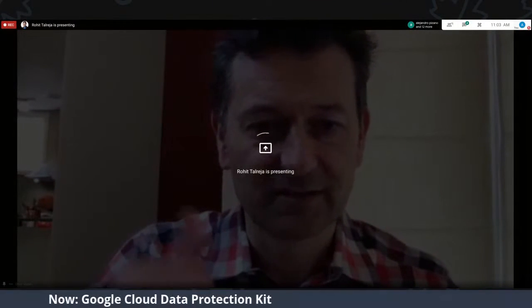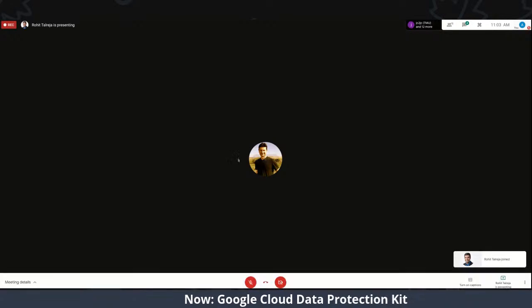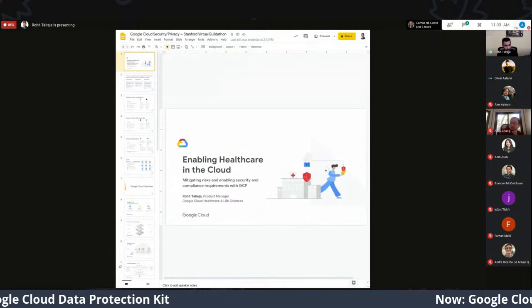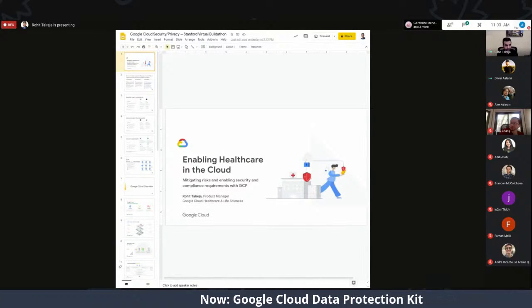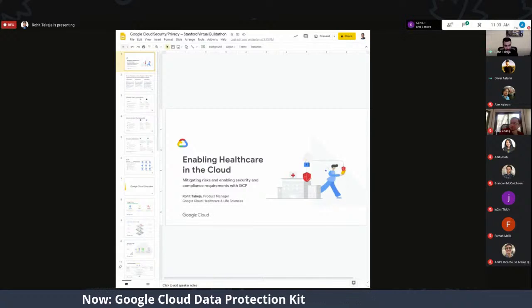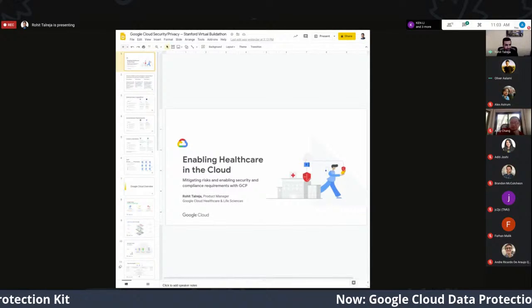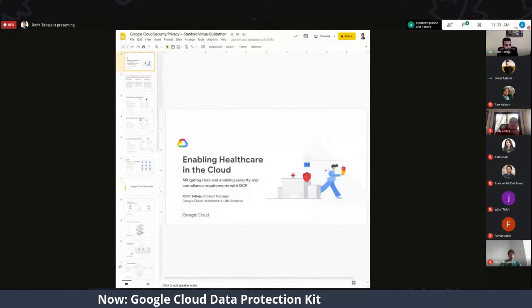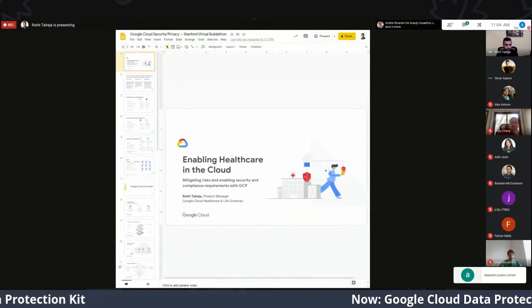Yes, my name is Rohit Talreja. I'm a product manager on the Google Cloud platform, specifically our healthcare and life sciences team. I have been at Google for about 4 years. Before that, I have a background in both AI and healthcare, including some studying at Stanford back in the day. So this is a fun event to tie everything together for me personally. At Google, I've worked on our security, privacy, and compliance teams, as well as our healthcare space.